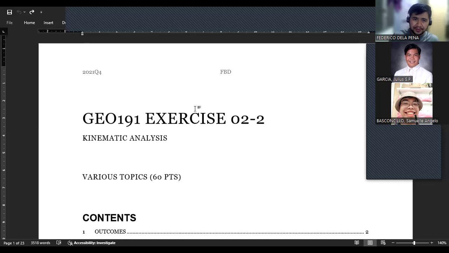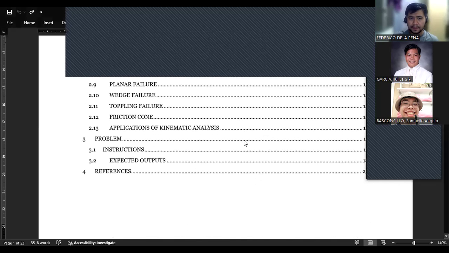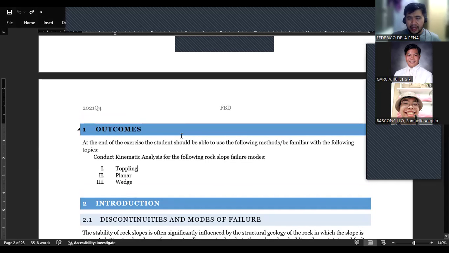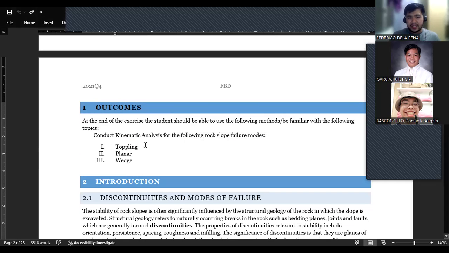All right, for today, we will be discussing probably the final requirement for this module, exercise 2.2, which is kinematic analysis. Right? Why do we do kinematic analysis? The point of kinematic analysis is to determine, for example, if you are dealing with a rock slope, how this rock slope might actually fail.